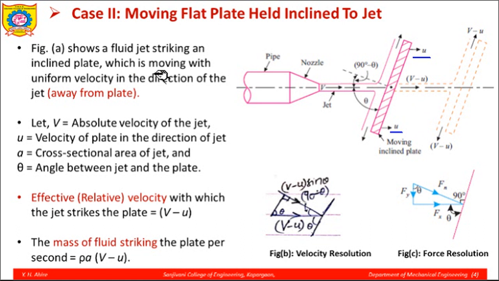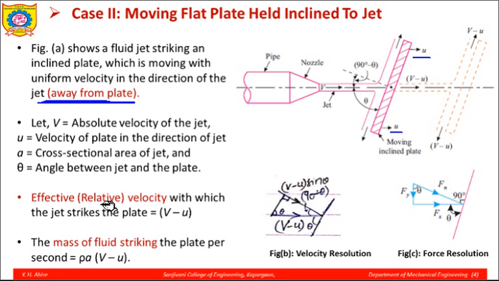This is a figure showing a fluid jet striking an inclined plate which is moving with uniform velocity in the direction of the jet. Please note, away from the jet. The plate is moving away from the jet. Let capital V be the absolute velocity of the jet, small u the velocity of the plate in the direction of the jet away from the jet, small a the cross sectional area of the jet, that is pi by 4 d square, and theta the angle between the jet and the plate.